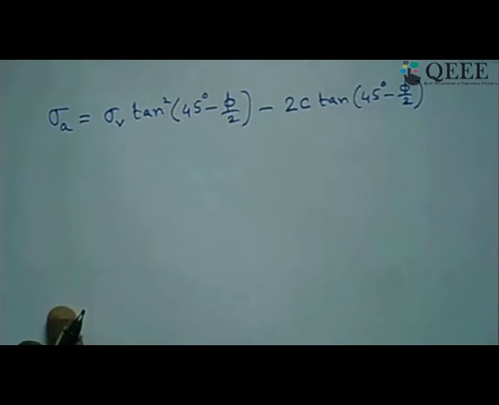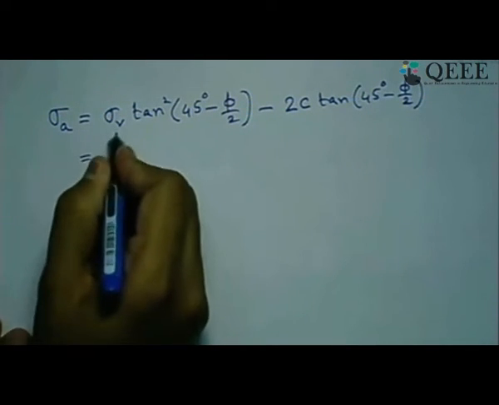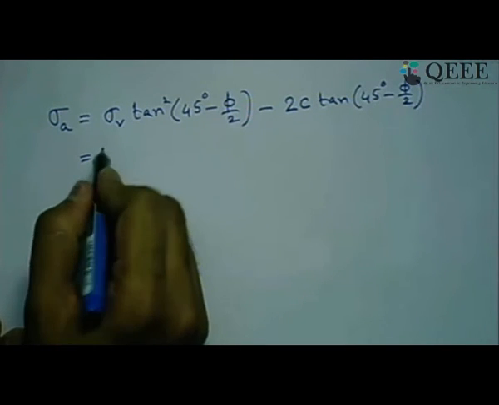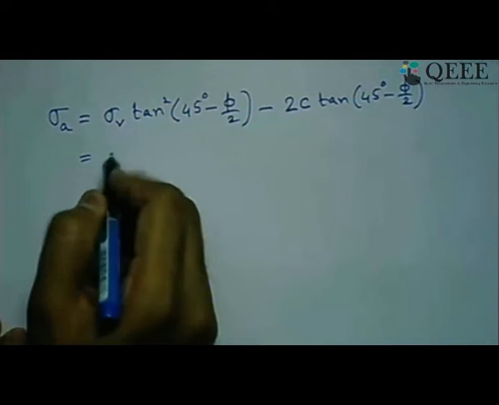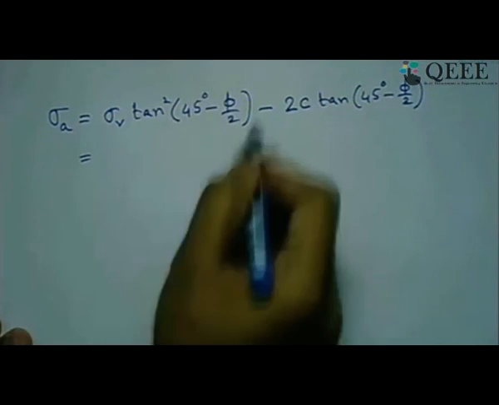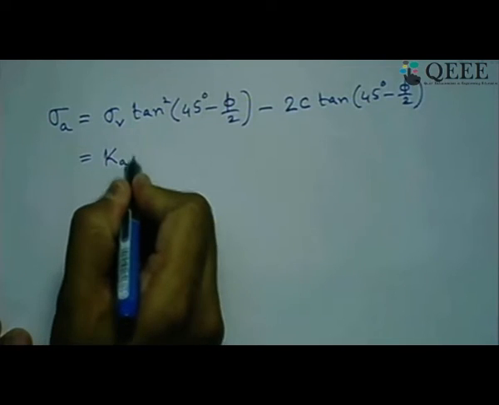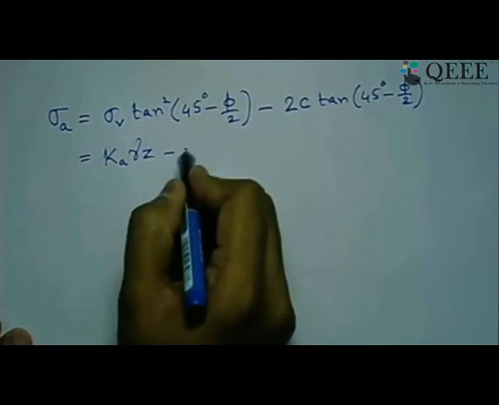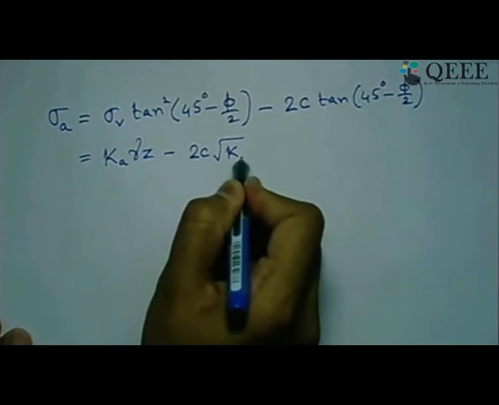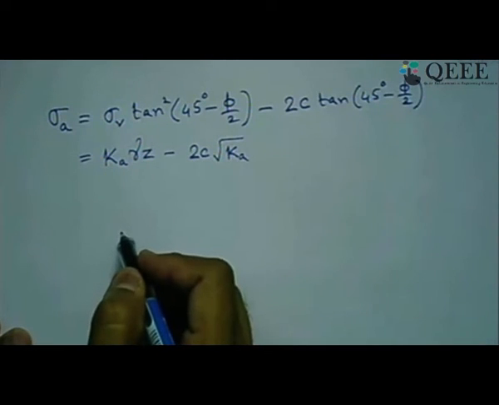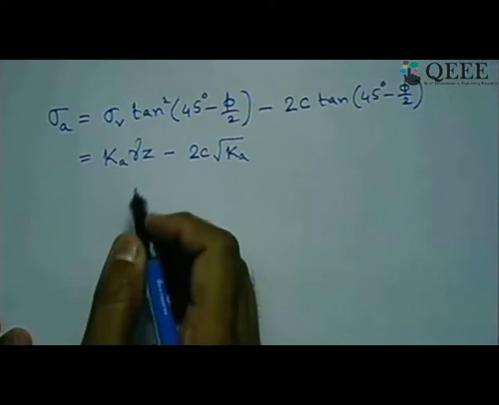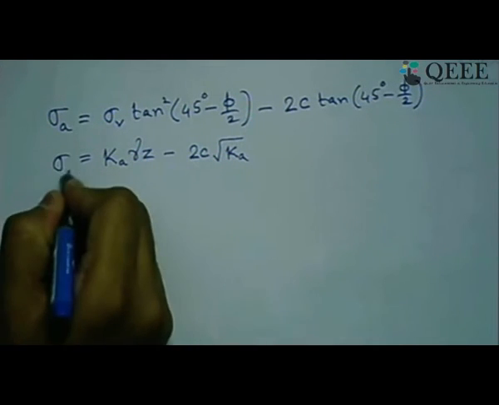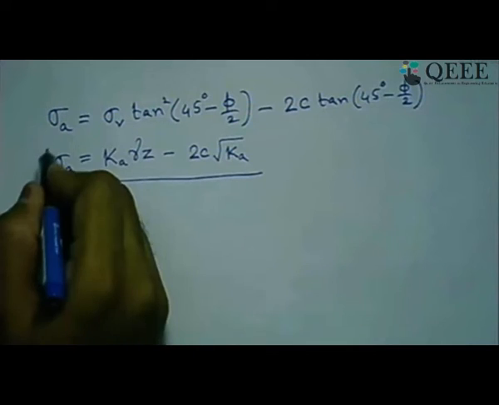So this is the expression for active earth pressure at any depth Z, because when there is no surcharge acting on the ground surface, sigma V can be written as gamma Z, and as I said, this symbol is Ka. So I can write it as Ka gamma Z minus 2C root Ka, because root of Ka is what we have seen. Therefore, the active earth pressure at any depth can be computed by this expression.